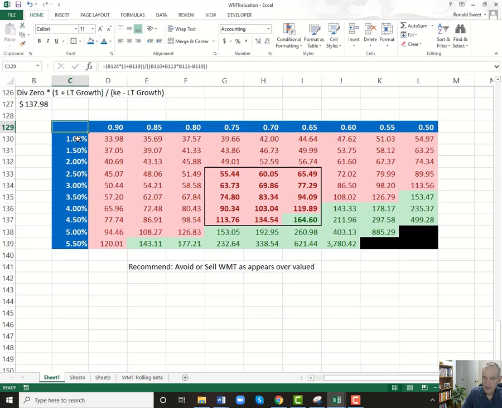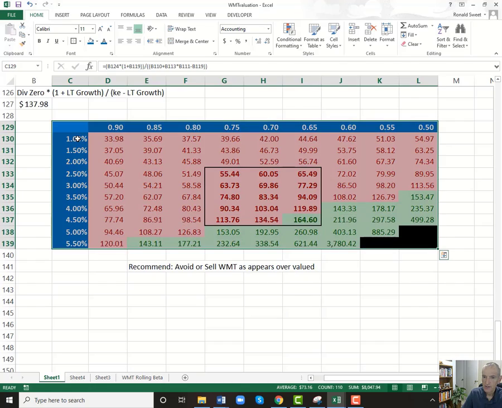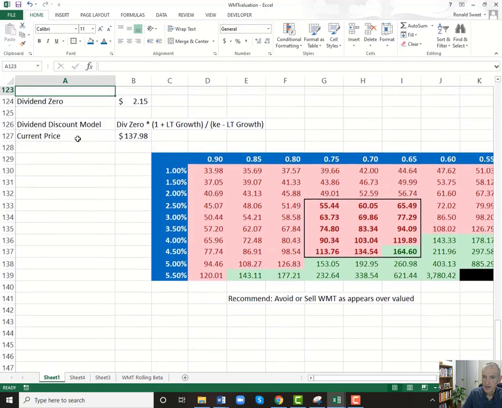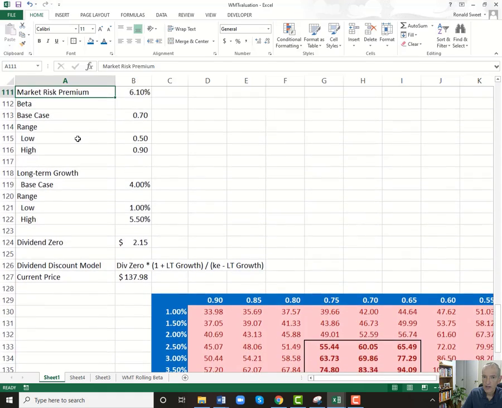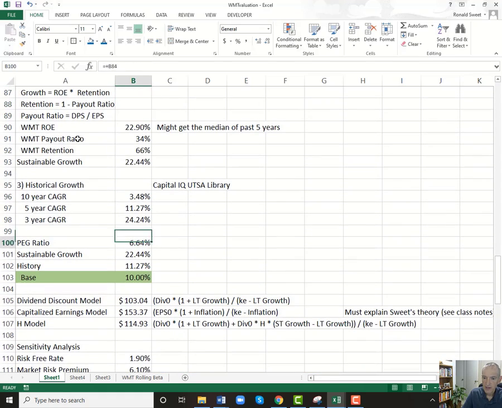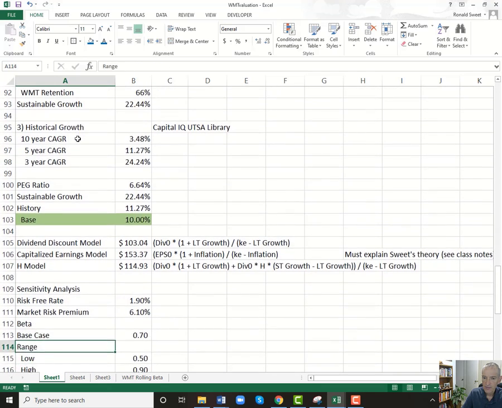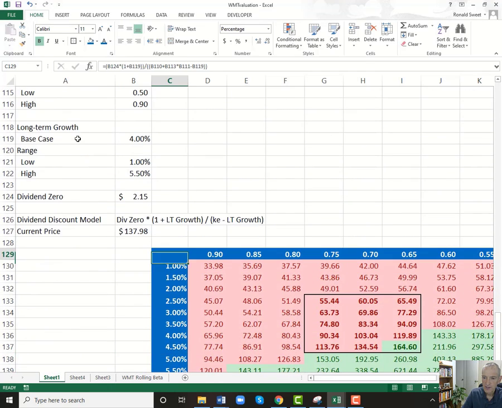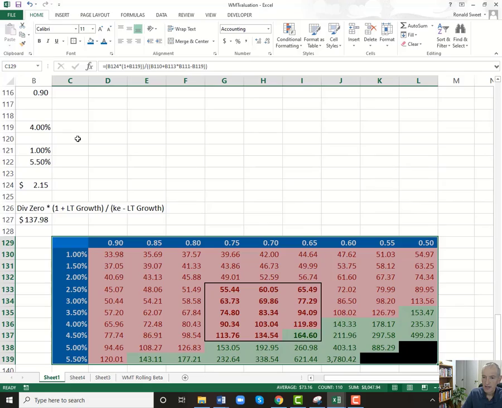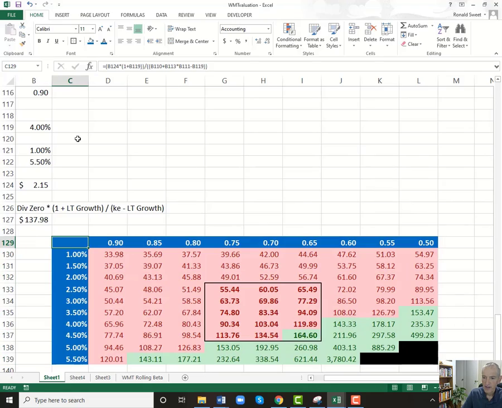So this is a chart you should put into your paper. It's a really good chart. What it does is it allows you to go beyond just one price. So up here you had one value for discount model, and then you had other valuations. And so yeah, that's fine. Overall, Walmart looked expensive on a dividend discount model, H model. They looked a little cheap on the capitalized earnings model. However, when I ran multiple scenarios on the dividend discount model, I got a valuation that made Walmart look pretty expensive.